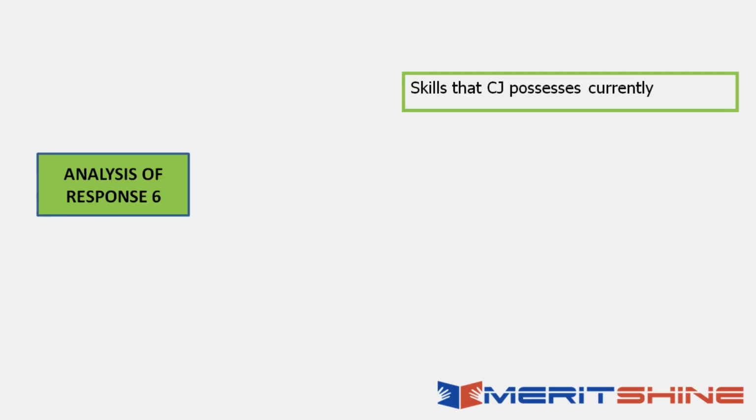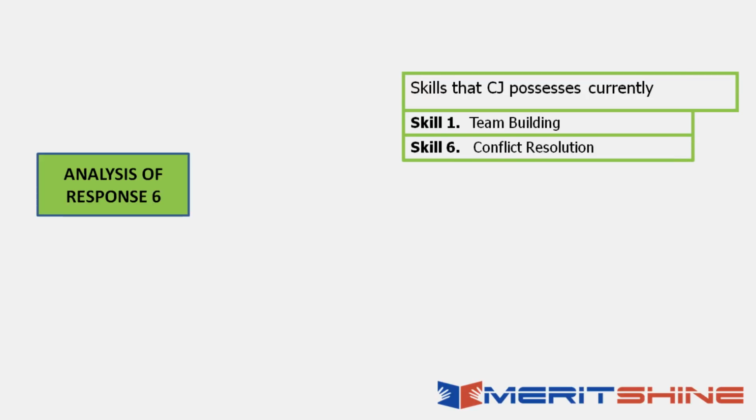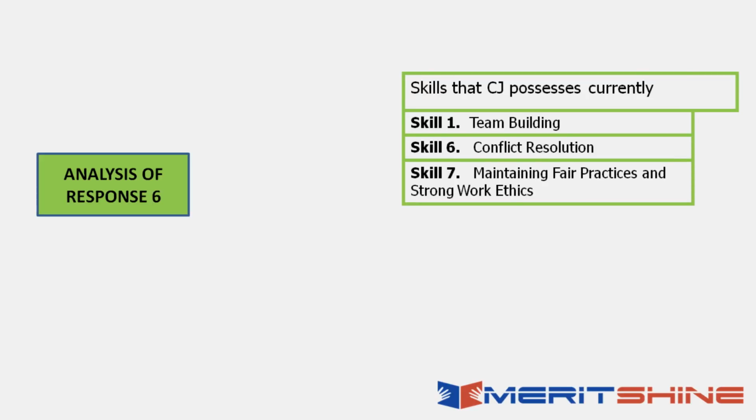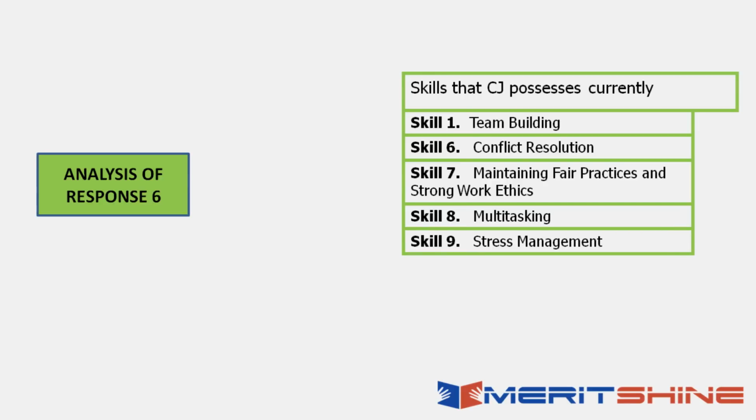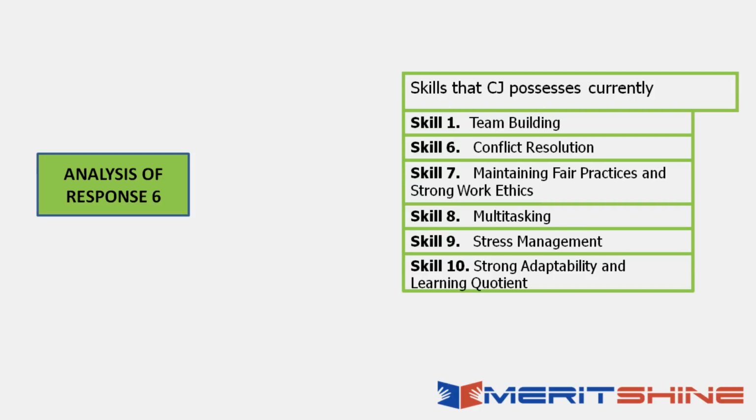So let's see what are the skills that CJ possesses currently. Skill 1, team building. Skill 6, conflict resolution. Skill 7, maintaining fair practices and strong work ethics. Now this was one of the permanent ones. Skill 8, multitasking. Skill 9, stress management. And skill 10, strong adaptability and learning quotient. Now see, skill 10 is also another one of her permanent skills, whereas skills 1, 6, 8 and 9 are things which would be better with time. The more she works, the better it would become, right?